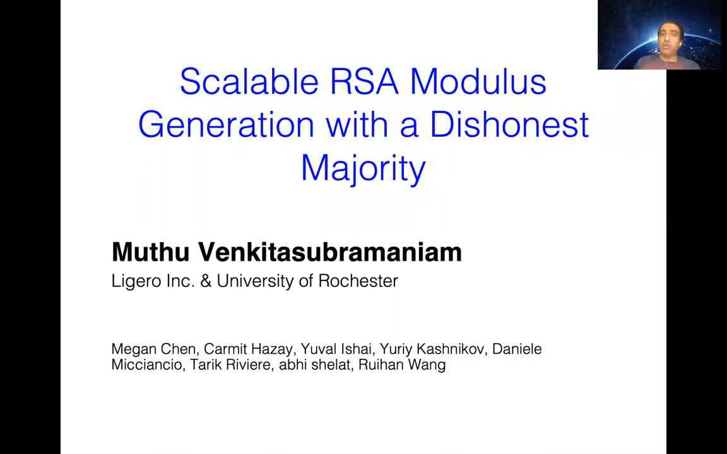I'm going to talk about our work on scalable RSA modulus generation with a dishonest majority. This is joint work with Megan Chen, Karmeet Hazai, Yuval Ishai, Yuri Kashnikov, Daniele Micciancio, Tariq Riviere, Abhi Shelat, and Ruhan Wan.